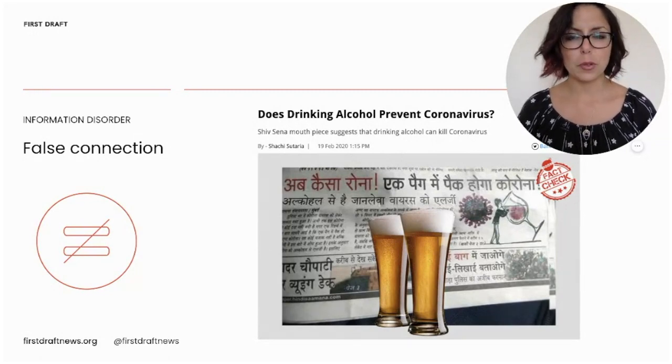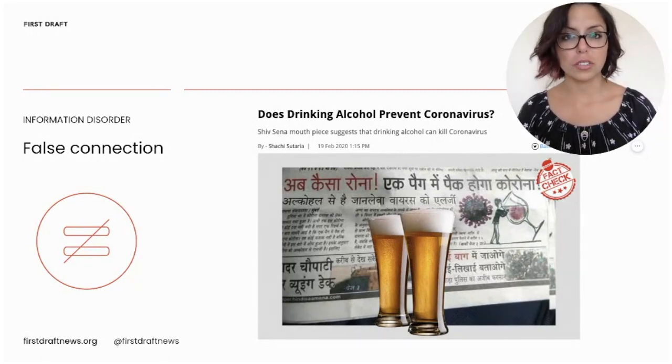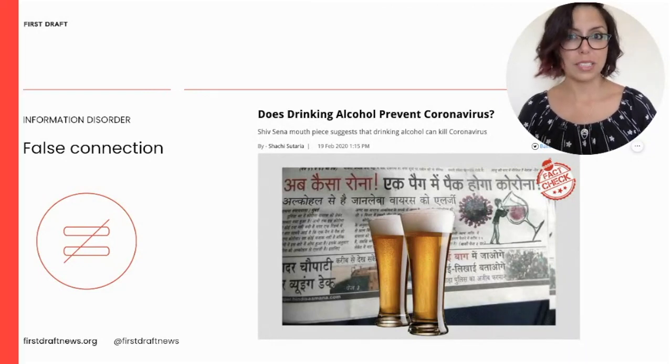This particular example is of a rumor that went around earlier during the pandemic in 2020 about how alcohol could possibly prevent coronavirus. However, because the headline just asks the question and repeats it in the little bit of text underneath it, if that's the only thing you read and you share it, that can also become misleading.